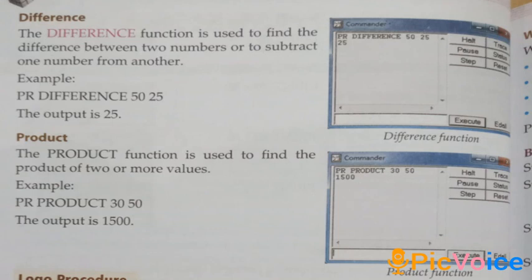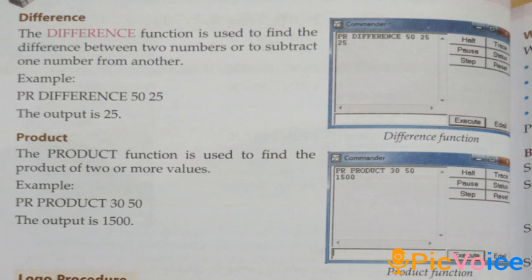Page number 82. Difference. The difference function is used to find the difference between two numbers or to subtract one number from another. Example, PR difference 50, 25. The output is 25.